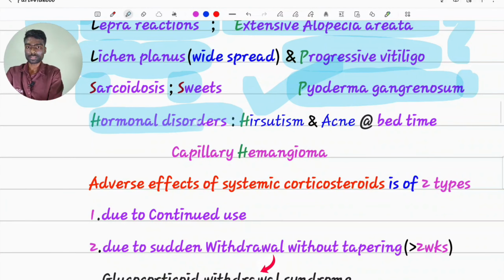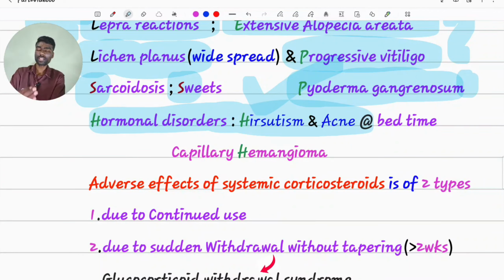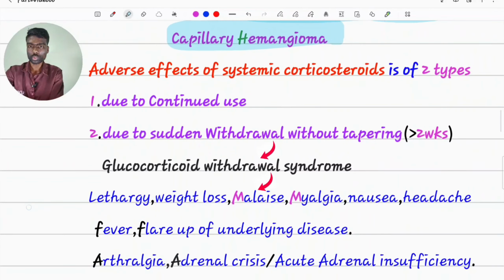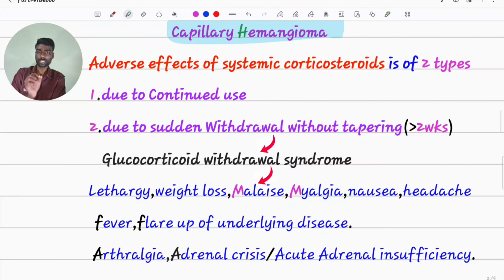Hormonal disorders, hirsutism and acne, we have already seen. Here androgens are culprits, so to suppress androgens we'll give steroids at bedtime to have maximum HPA axis suppression. Capillary hemangiomas. Coming to adverse effects of corticosteroids, it is of two types.